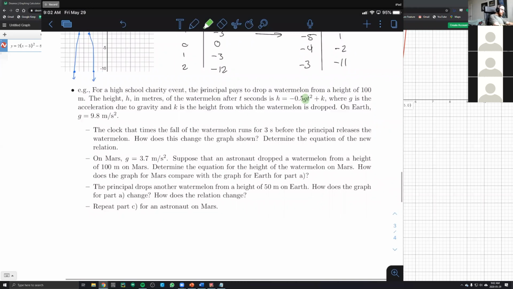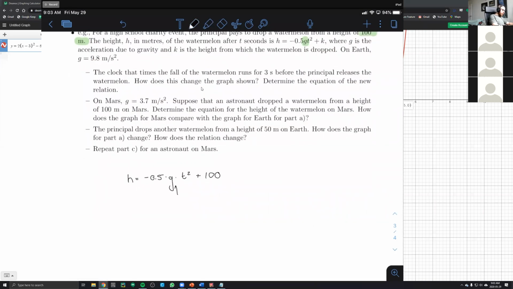So in this case, this formula for Earth, h equals -0.5 times g times t squared plus k, we are dropping it from an initial height of 100 meters. So that means our plus k is plus 100, because that's our initial height.